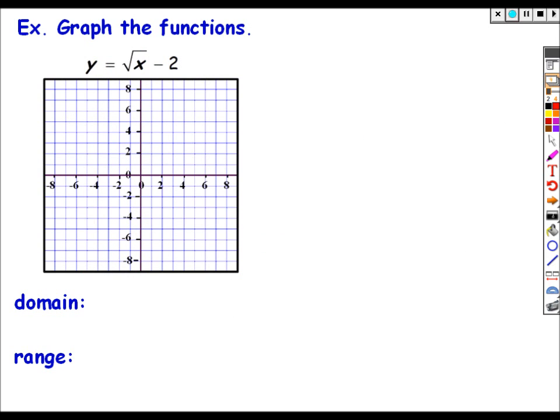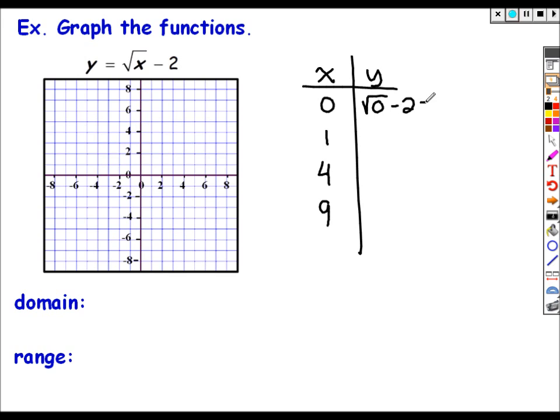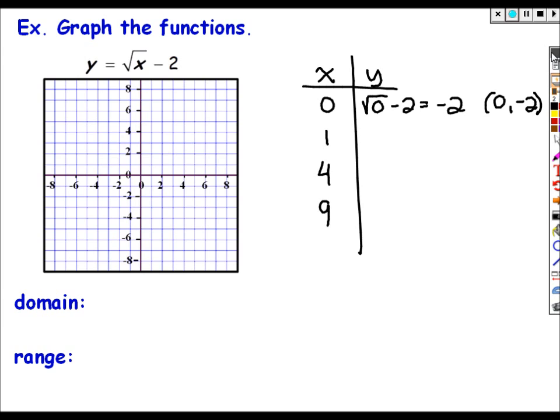So first example, if I graph the function y equals the square root of x minus 2, I might make a table and think about, well, what are some nice values to take the square root of? So square root of 0, square root of 1, square root of 4, square root of 9. And then the square root of 0 is 0, but then I want to subtract 2. So square root of 0 minus 2, that would actually give me negative 2. So 0, negative 2 would be the first point on my graph.